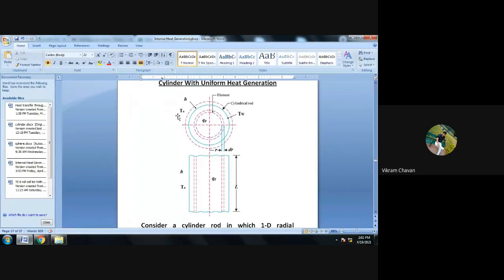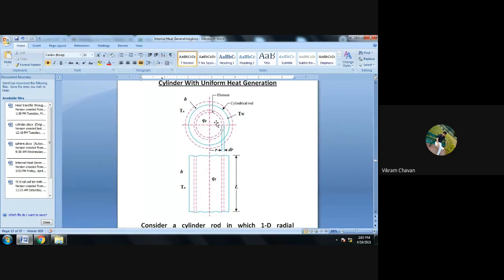The surrounding temperature we consider as T suffix A, the air temperature, and the heat transfer coefficient between the rod surface and the external environment is H. Now this rod is generating heat q suffix G, that is the amount of heat generated by the rod per unit volume per unit time.